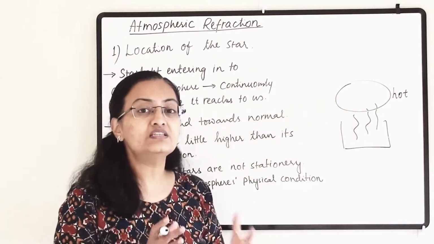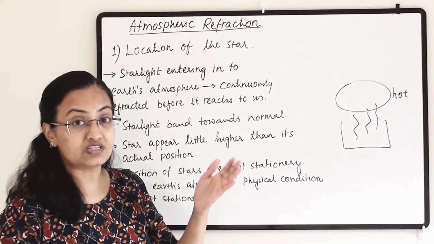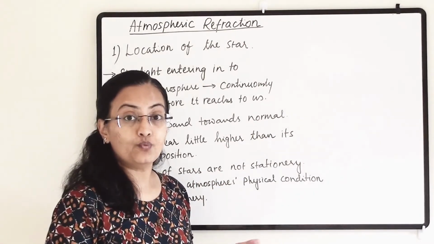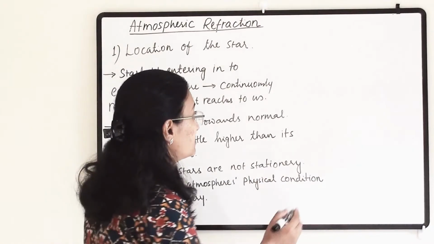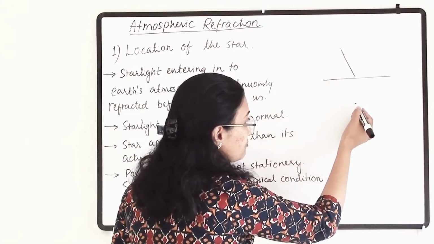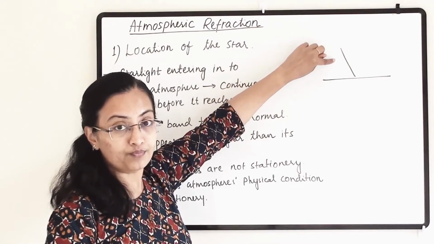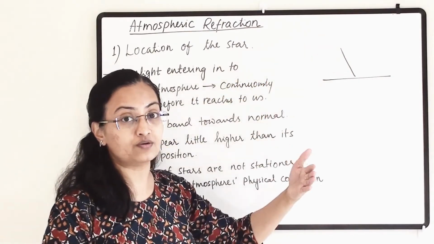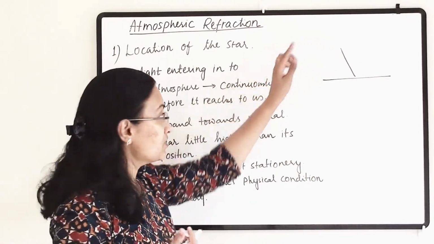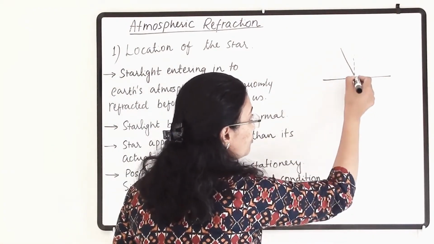A similar effect can be seen when we are looking at the stars, because starlight is passing through all the different layers of the atmosphere. What will happen when starlight enters Earth's atmosphere? The starlight is coming and passing through the Earth's atmosphere, where the Earth's atmosphere is denser compared to the vacuum of space, because air is not there. So our Earth's atmosphere is denser compared to where the starlight is coming from. So it is coming from a rarer medium to a denser medium, so it will move towards the normal.